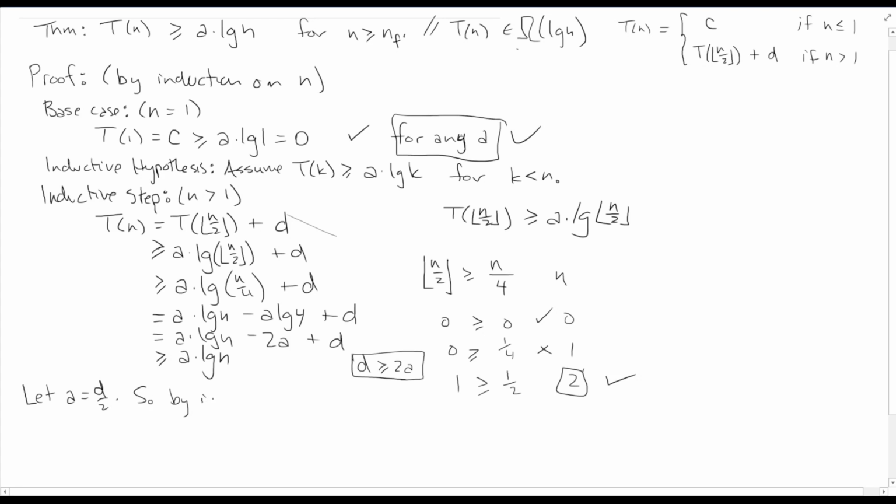By induction, so by induction, what did we show? We showed that T of n here must be greater than or equal to a times log n, and we did this for all the n greater than or equal to 1. And that's different than we did on the lower bound. It only worked for 2 on the lower bound, but we made it work for the upper bound, so we're done there as well.